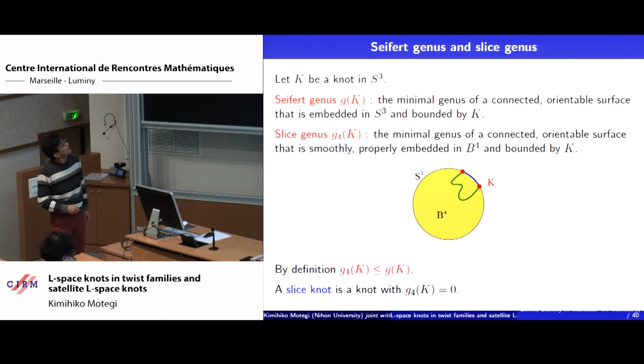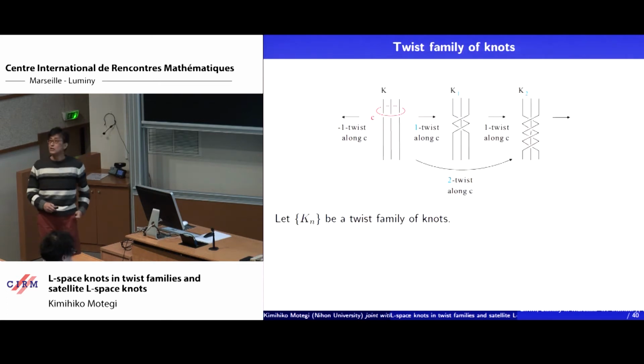Okay. Next, we explain what the twisting operation of knots is. Perhaps you may already know, but this is to establish the notation. For any knot K in S^3, take a trivial knot C. Since C bounds a disk, cut K along the disk, and after one twist, glue it back again to obtain another knot, K_1. Another one twist produces K_2.